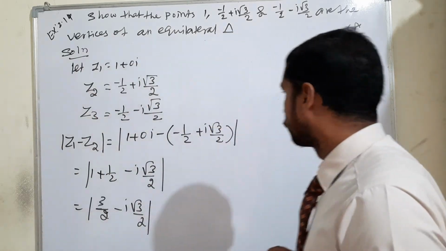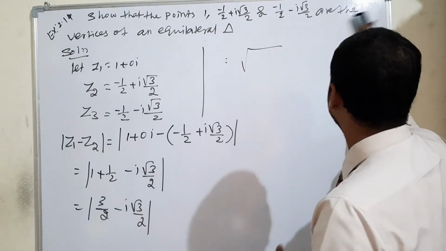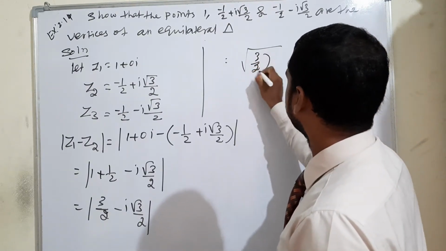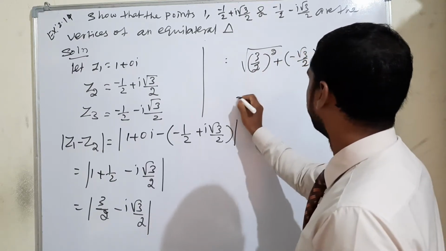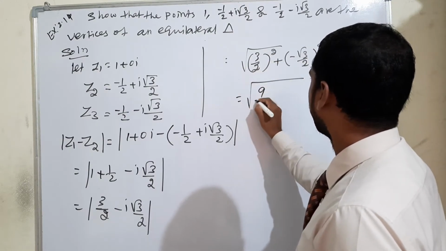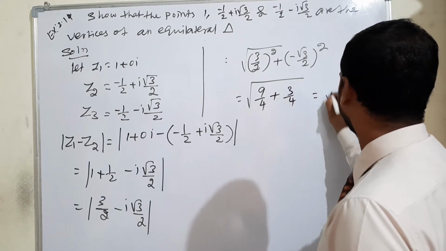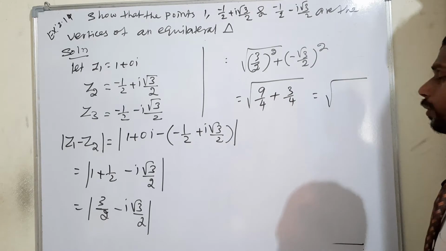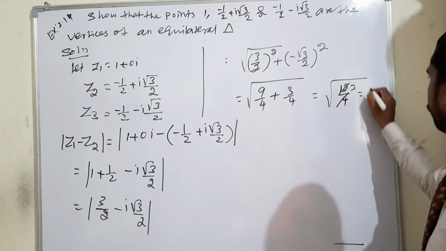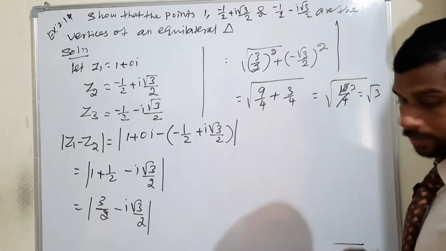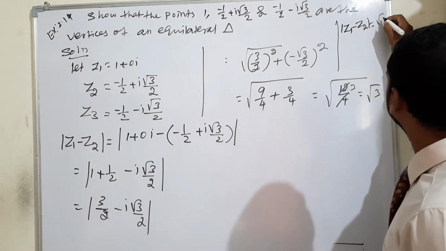If you remove the modulus, what do you have to do? Square root of 3 by 2 the whole square plus minus root 3 by 2 the whole square. 3 by 2 the whole square means 9 by 4, then plus root 3 by 2 squared means 3 by 4. The denominator is common, so just add in the numerator: 9 plus 3 means 12 by 4. It cancels 3 times, therefore the value will be square root of 3. Therefore modulus of Z1 minus Z2 is equal to square root of 3.